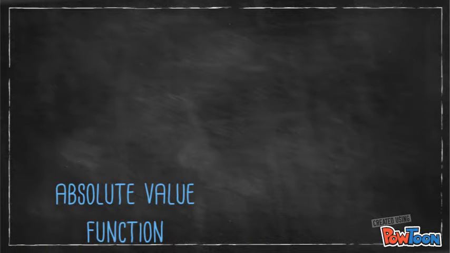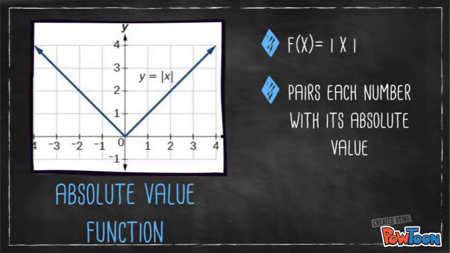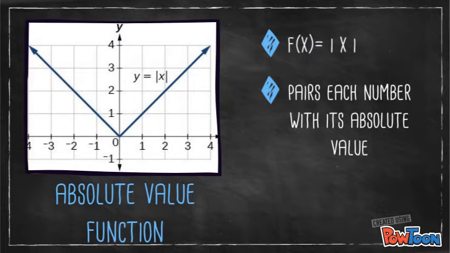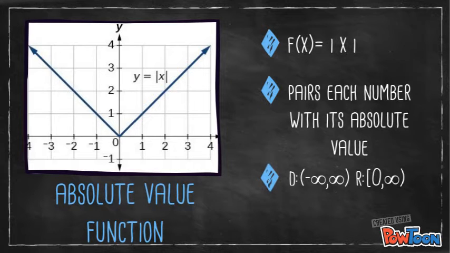The next function is the absolute value function. The function is f of x equals the absolute value of x, which pairs each real number with its absolute value. Here, the domain is negative infinity to positive infinity, and the range is 0 to positive infinity.